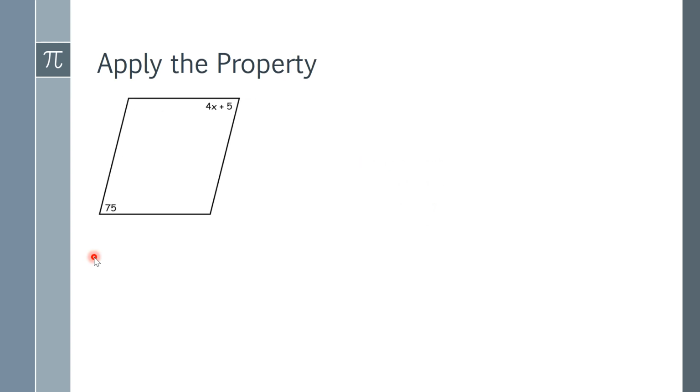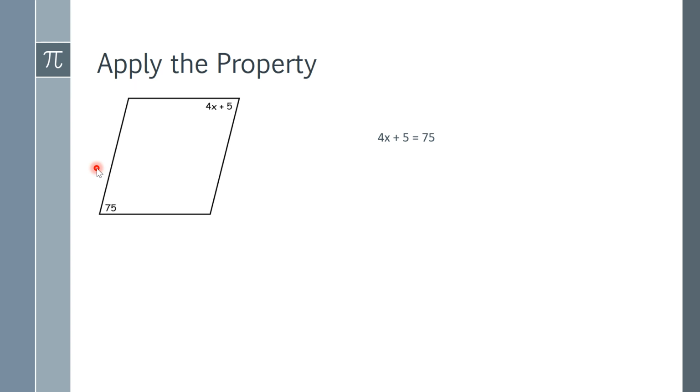So let's look at the next property. The next property was that the opposite angles were congruent. So the angles across the figure from each other are congruent. So here in this example, 4x plus 5 would have to equal 75. So we'll set up an equation, letting them equal each other, and we'll solve the equation.